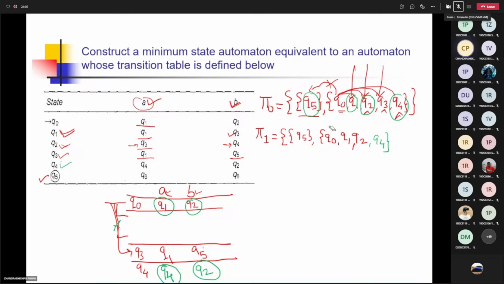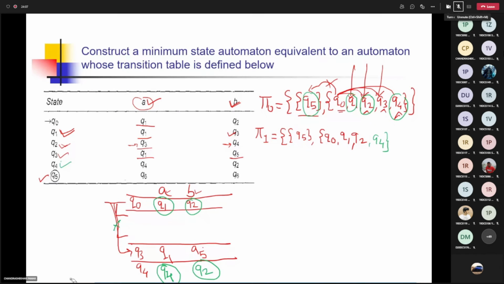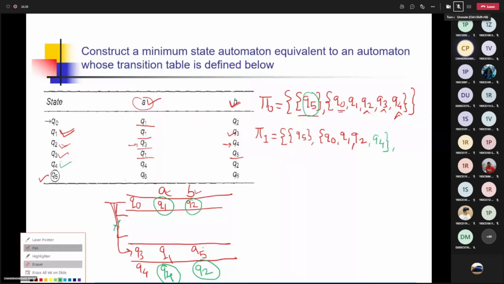So which state is remaining now? Can you please tell me? Which state is remaining from this set of non-final states? Q3. So we'll write down that Q3 in the last, in a separate set. So we'll write down that Q3 here.